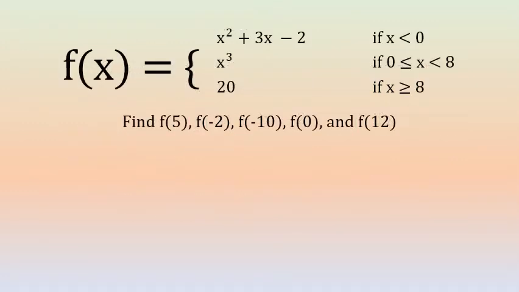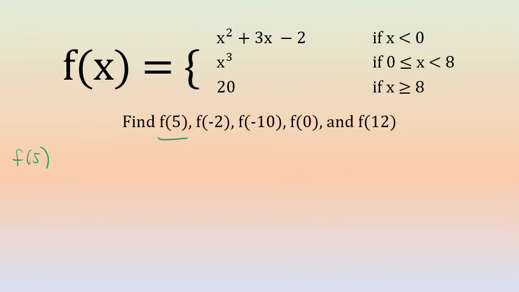So now, again, we have f of x is equals to x squared plus 3x minus 2, x cubed, and 20 for the following intervals. And we are asked to find first for f at 5. So question class, positive 5.